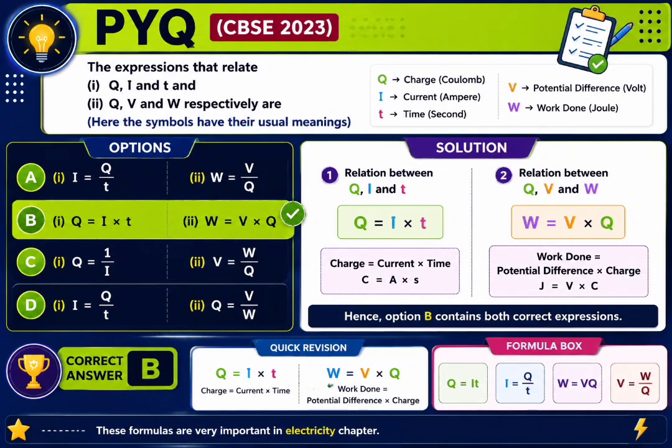Similarly, potential difference is defined as work done per unit charge, meaning V is equal to W upon Q. Rearranging this, gives us W is equal to V cross Q. Work done is equal to potential difference multiplied by charge. Scanning through the given options, we can clearly see that option B perfectly matches both of our derived conditions. Keep our handy formula box down on the bottom right corner in mind. Memorized, it will help you solve multiple choice questions within seconds.